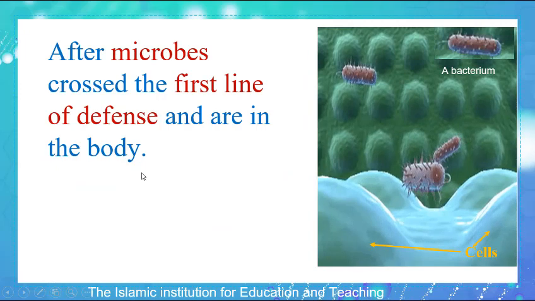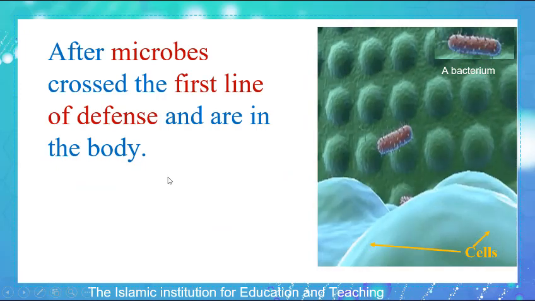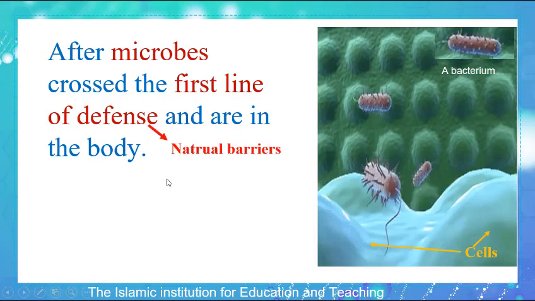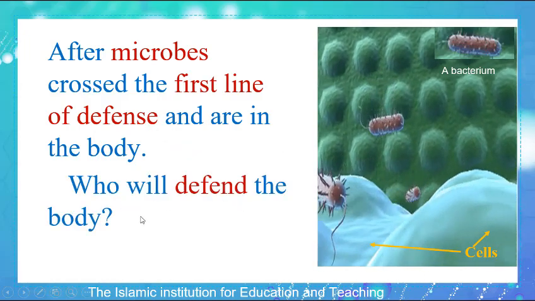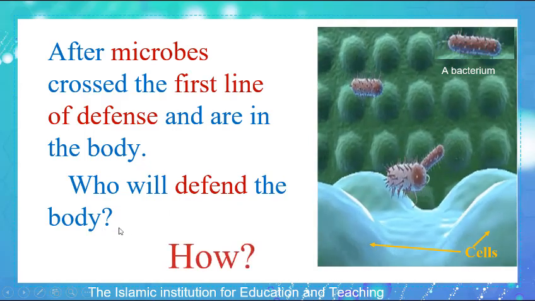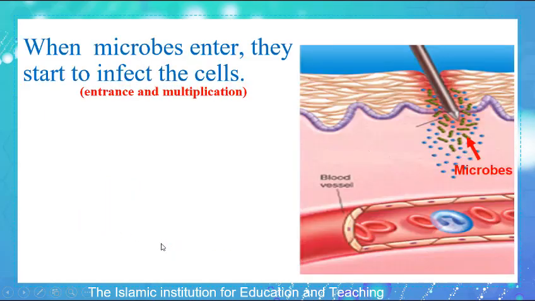After microbes cross the first line of defense or the natural barrier and are in the body as shown in this video, who will defend the body and how? When microbes enter, they start to infect cells. Infect means the entrance and multiplication of the microbes. These cells are named the infected cells.